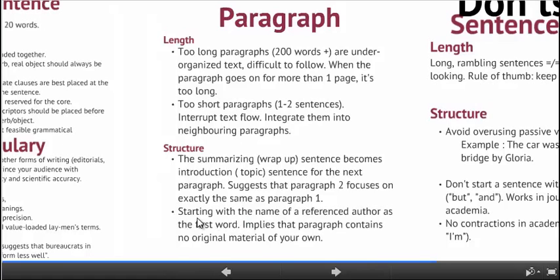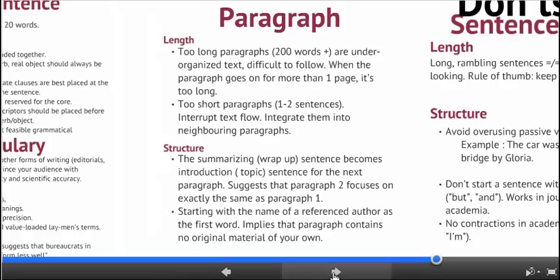Here's another good idea to avoid. Starting with the name of a referenced author as the first word in a new paragraph implies that the paragraph contains very little of your own value added. You don't really have anything to contribute with here, and you should never signal that. So start with something else.